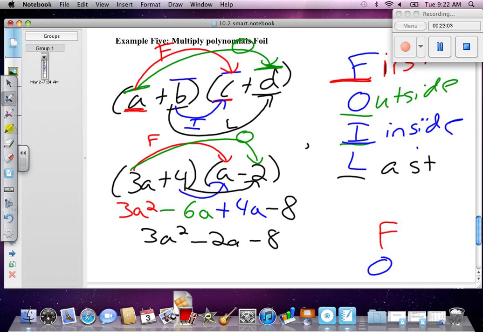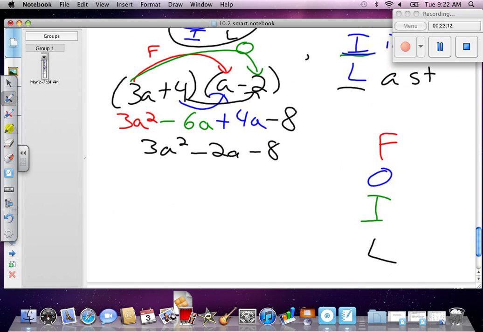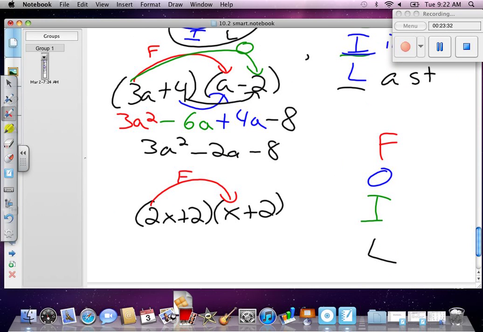Okay? Yusuf, I'm going to ask you a question in just a second, so be ready. So we're going to FOIL for the next one. 2x plus 2 times x plus 2. Yusuf, which are my first terms? 2x. And what is 2x times x? 2x to the 2.